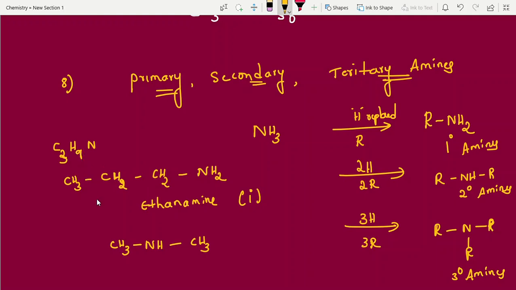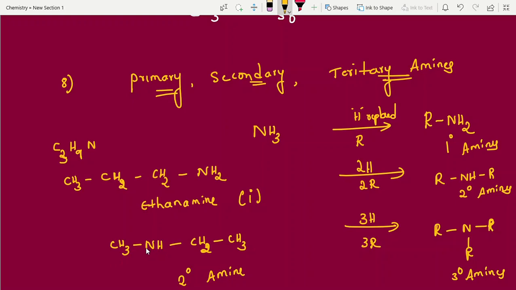C3. How many hydrogens? 3 plus 2, 5, 5 plus 2, 7, 7 plus 2, 9. That's it. Now here CH2, CH3. This molecular formula. This is a secondary amine. Look into this, calculate hydrogens. Carbons 3, hydrogens how many here? 3 plus 4, 4 plus 2, 6, 6 plus 3, 9, 1 nitrogen.